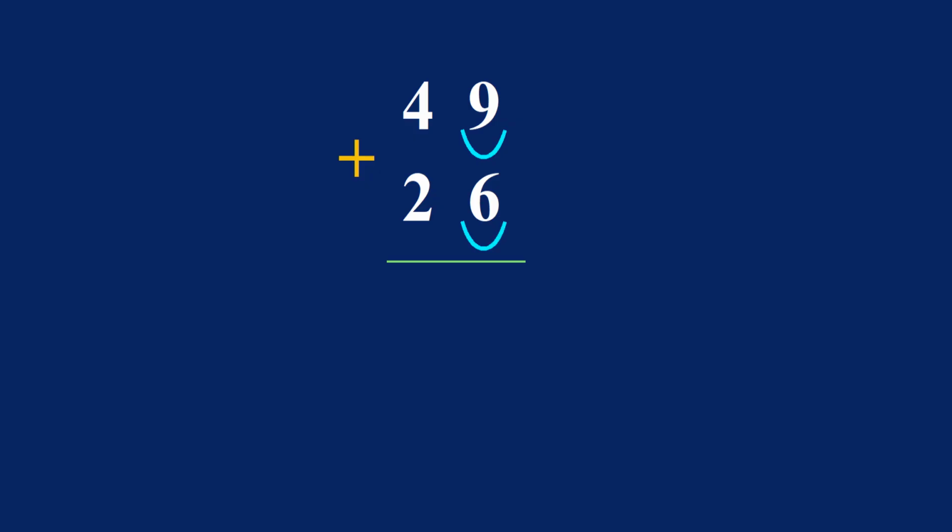9 plus 6 equals 15. In the number 15, there are 5 ones, right? 5 in the ones place. The number in the tens place is called the carry. We carry the 1 over to the tens place and write it above the 4 like this.